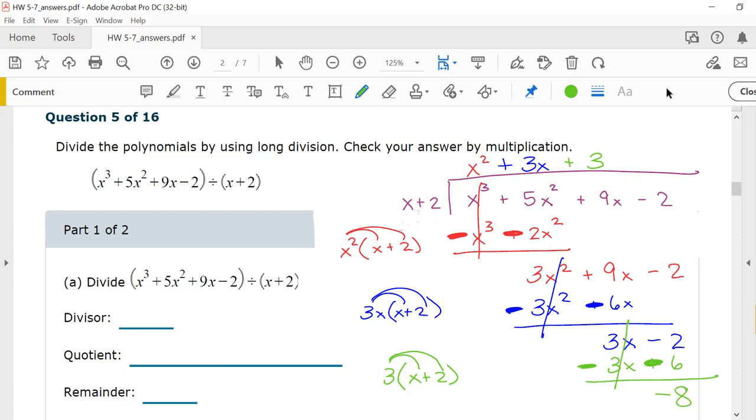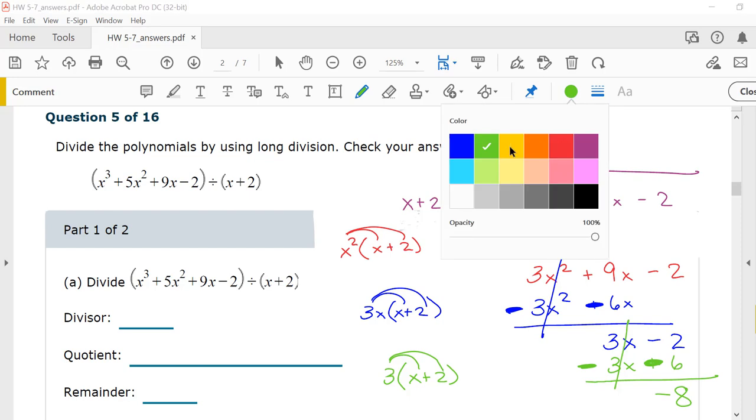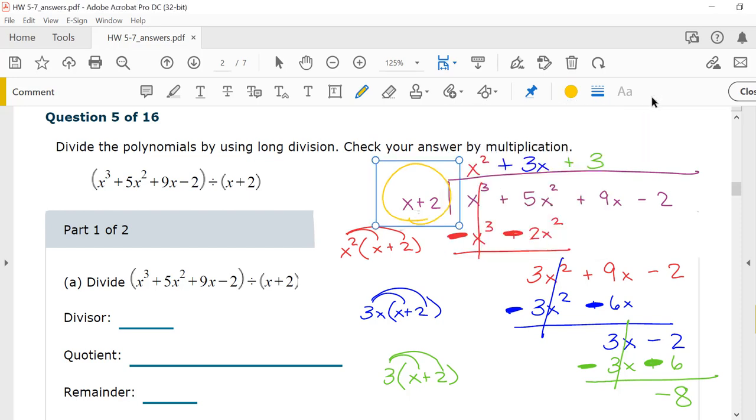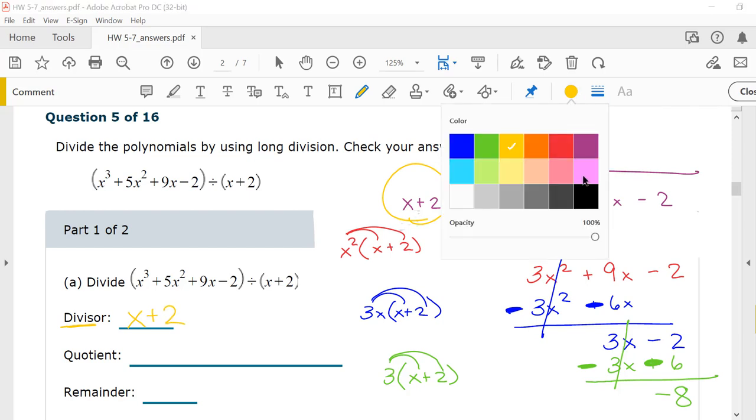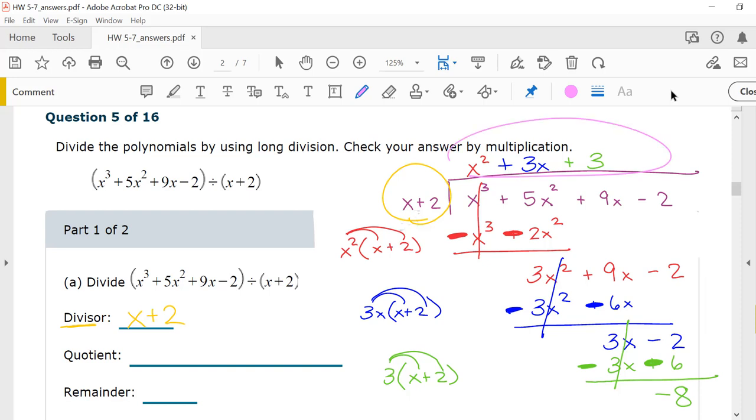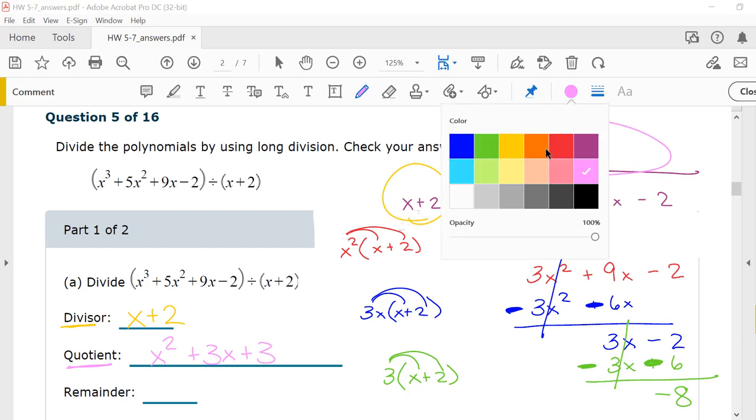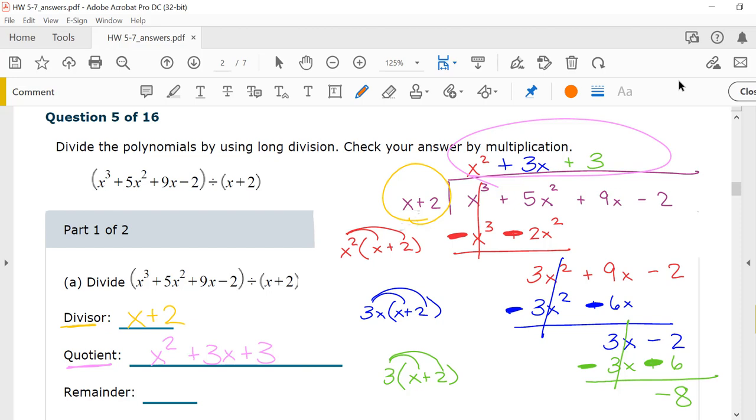All right, now I need to go identify. The divisor is going to be x plus 2. The quotient is x squared plus 3x plus 3. And the remainder is going to be negative 8.